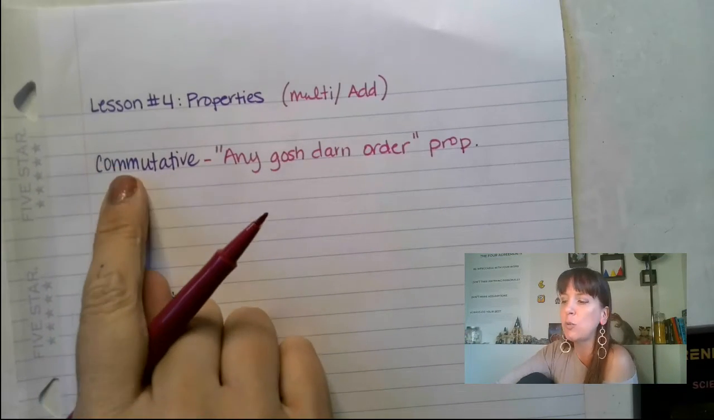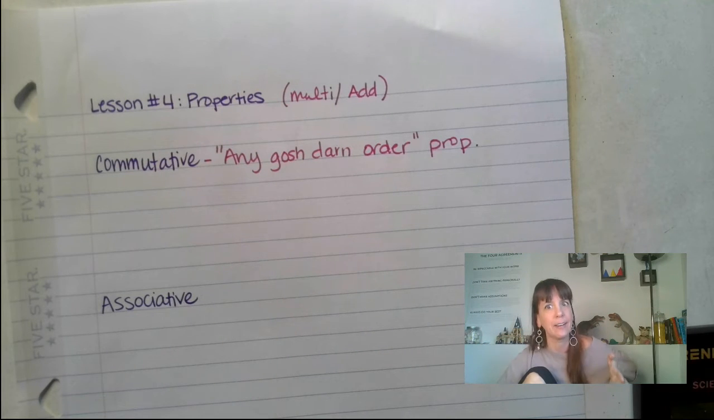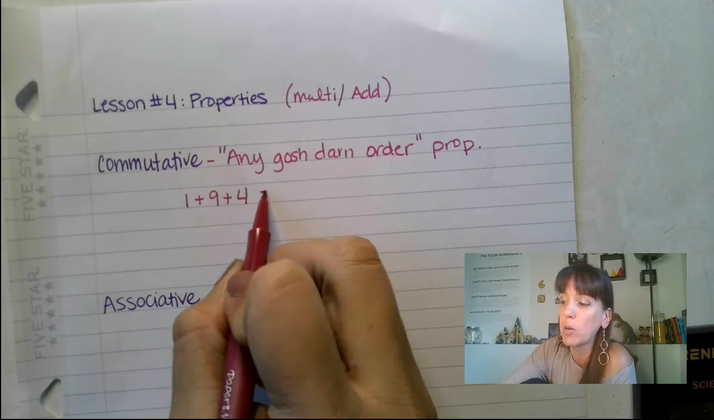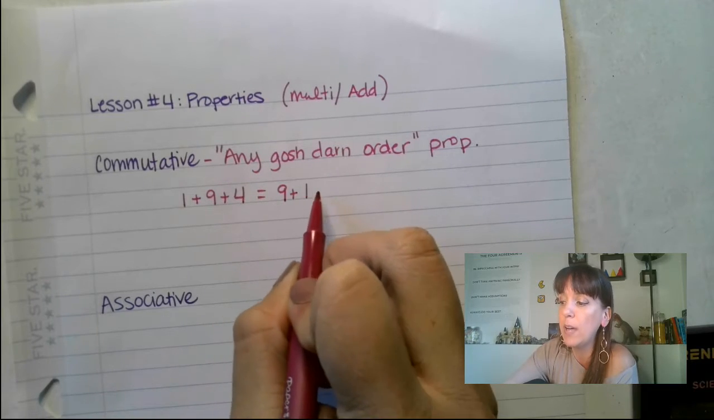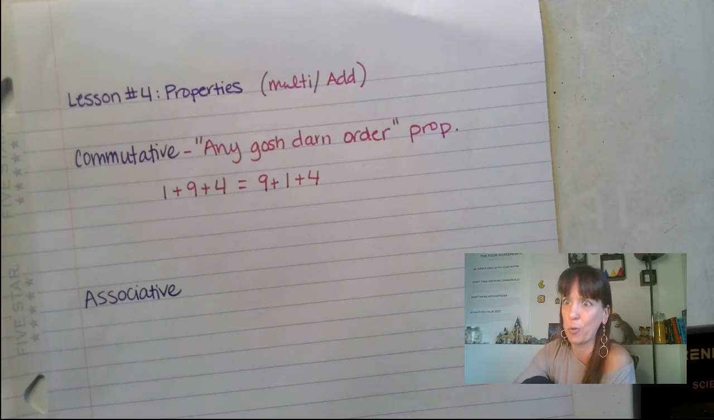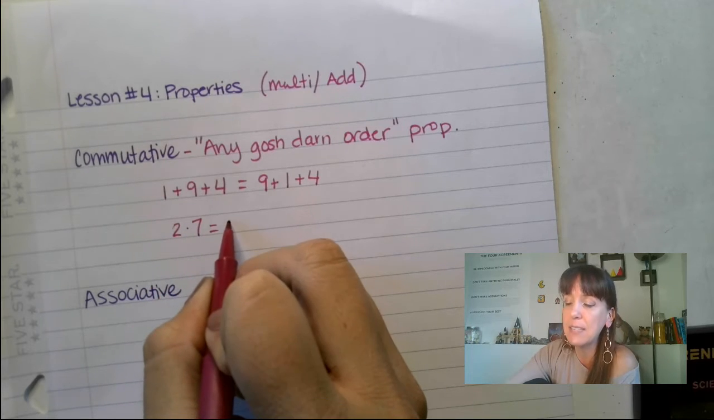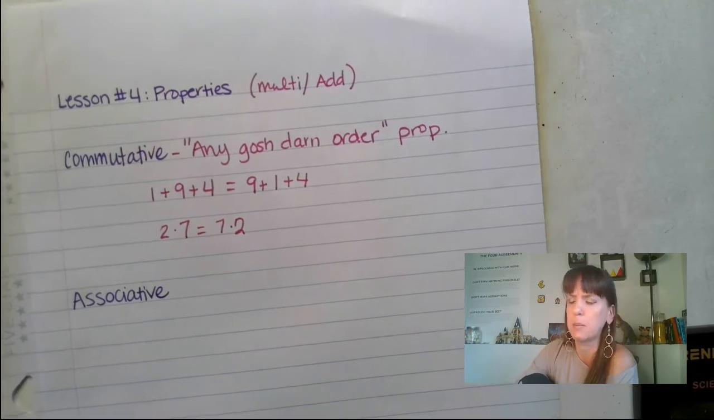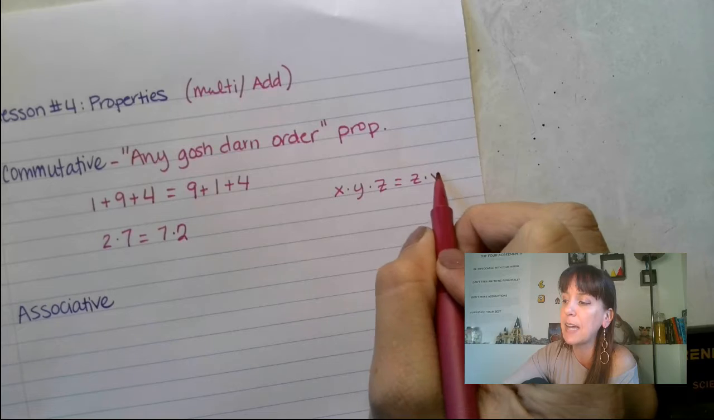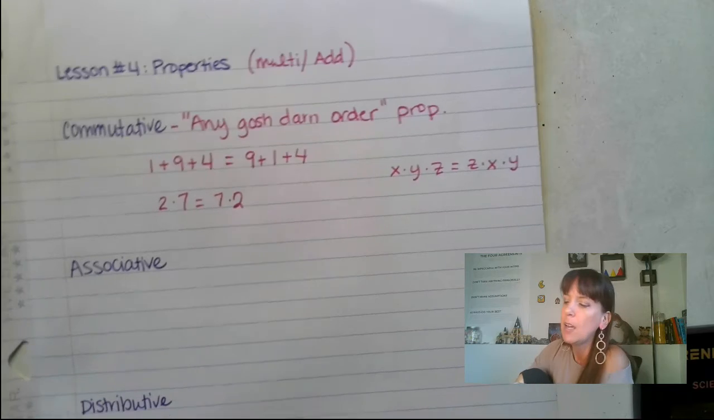So this is the any gosh darn order. The way I remember this is you commute to work. You can commute to work in any gosh darn order, you just got to get there. You're getting the same answer. What does that mean? It means if I add 1 plus 9 plus 4, I get 14. If I add 9 plus 1 plus 4, I also get 14. These can be in any gosh darn order. Let's think of another one. Multiplication. 2 times 7 is the same as 7 times 2. Oh, that was terrible too. X times y times z is the same as z times x times y. That is all that the commutative property says. The any gosh darn order property.